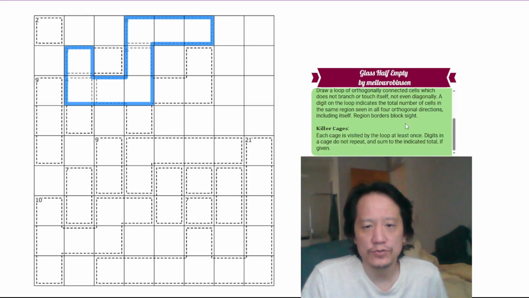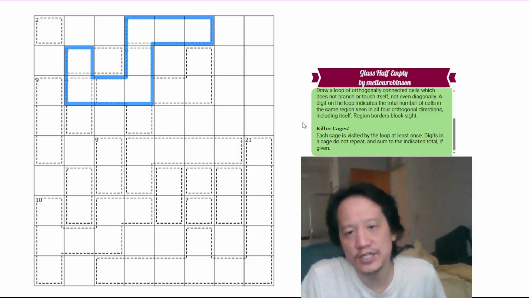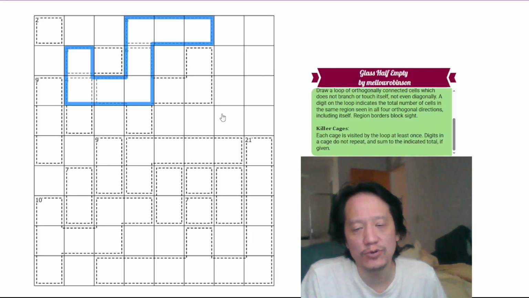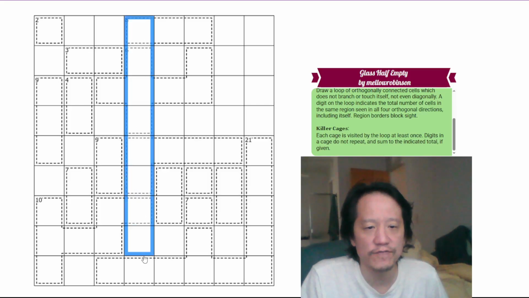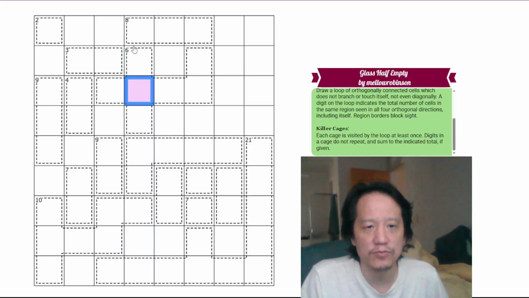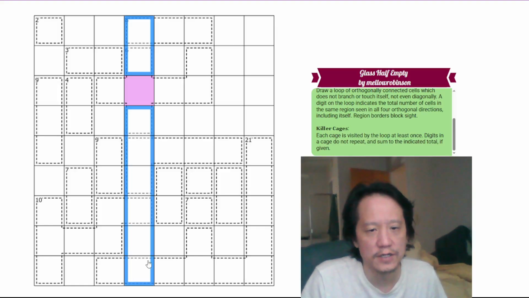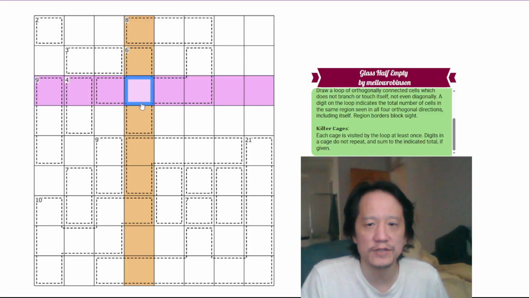We also have to draw a loop of orthogonally connected cells, which does not branch or touch itself, not even diagonally. And a digit on the loop indicates the total number of cells in the same region seen in all four orthogonal directions, including itself. So this cell would count the number of digits in this column and this row, and that would include itself, that are in the same region. And region borders block sight.